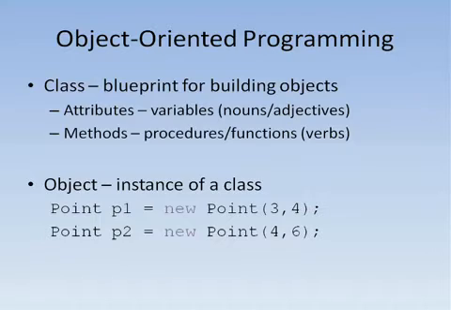Just having a blueprint doesn't give you a building. You have to create the building. And you can make multiple buildings from the same blueprint. It's the same with objects. You don't have an object until you make a new one.